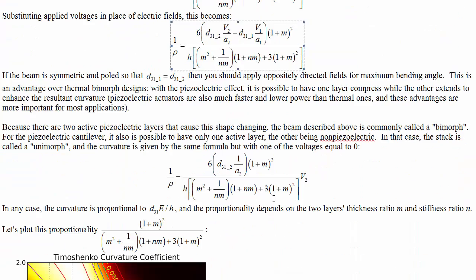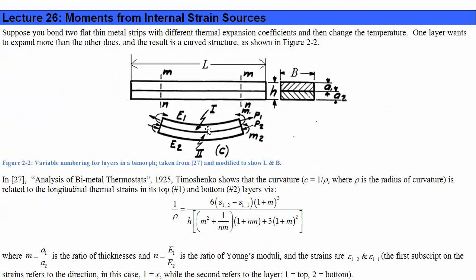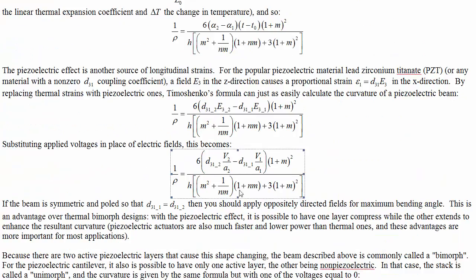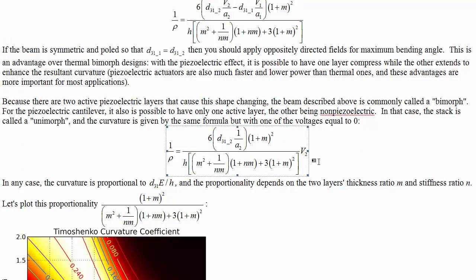So if we have two active layers, like the top layer and bottom layer are both piezoelectric, there's a name for this kind of actuator that's called a bimorph actuator, two active layers in the shape change, bi for two and morph for shape change, bimorph actuator. If you have only one active layer, so maybe the top layer is piezoelectric and then the bottom layer is not trying to strain, then it simplifies to this kind of a formula, and it's called a unimorph actuator.